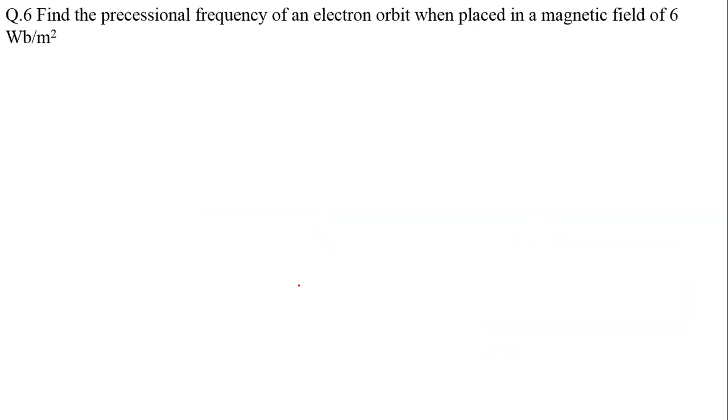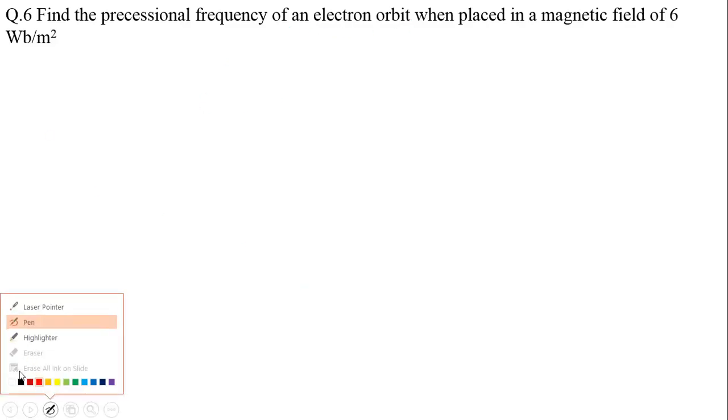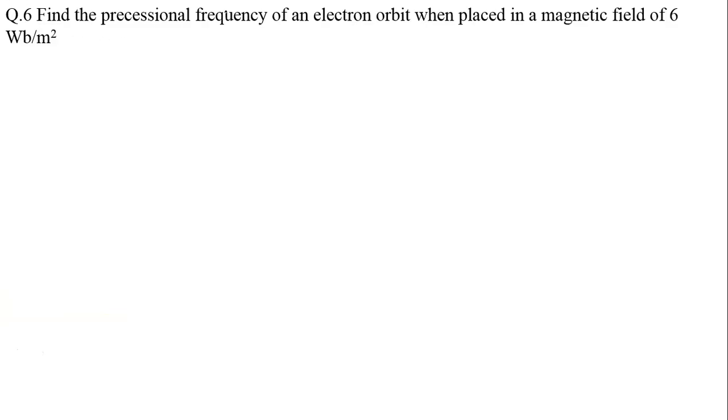The question is, find the precessional frequency of an electron orbit when placed in a magnetic field of strength 6 Weber per meter square.